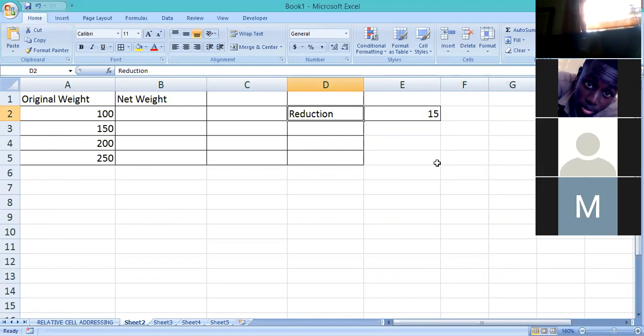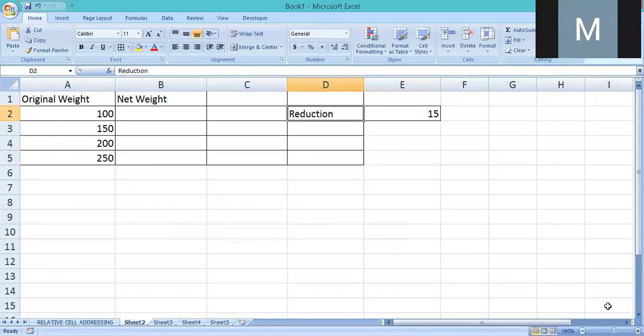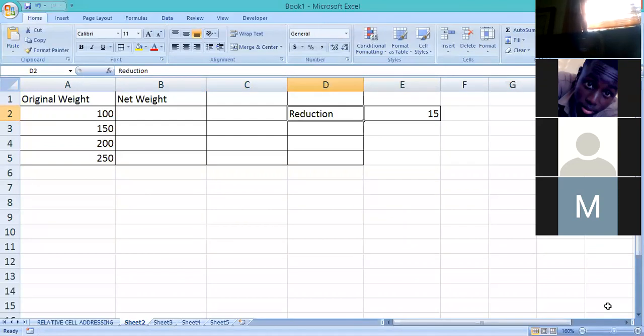You're following that? Not quite, miss, not quite. All right, so it's a reduction. Reduction means reduced, right? So the first weight is 100, and it's a reduction, which means you're going to take away 15 from it to get the net weight, which is what you get after you have taken out taxes or whatever it is. So you're going to take away 15 from each of them.